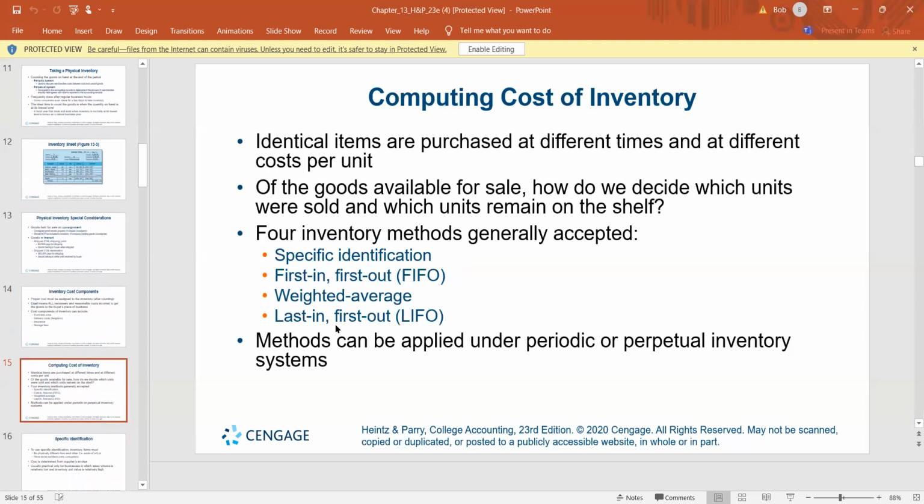Computing the cost of inventory. Identical items are purchased at different times and at different costs per unit. Who knew? Identical items are purchased at different times and very frequently at different costs per unit. You bought something on January 1st for $100. You bought it again in February. Now the price is $120. You bought it again the next month, it went up to 150, okay?